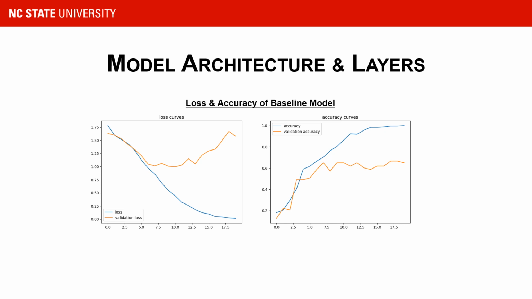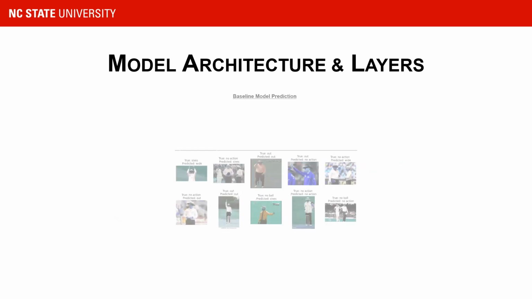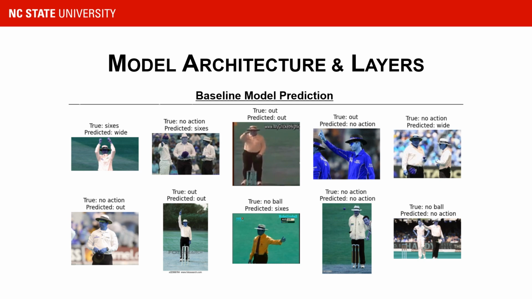The loss and accuracy of the baseline model is depicted visually as a graph. The baseline model prediction is presented here. As you can see, the baseline model is not the most accurate when it comes to predicting the umpire's gestures. While the baseline model predicts 3 sets right, there is a good enough scope for improvement.